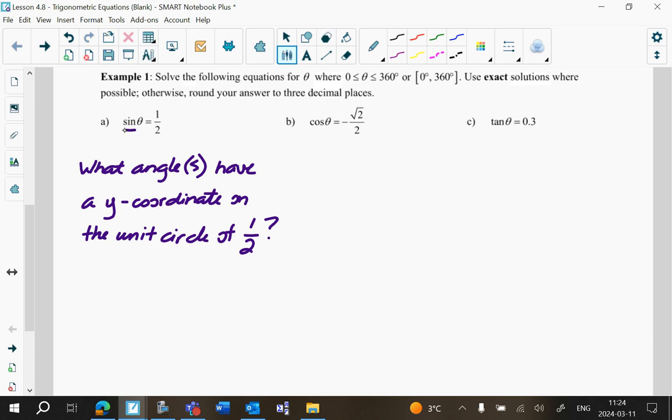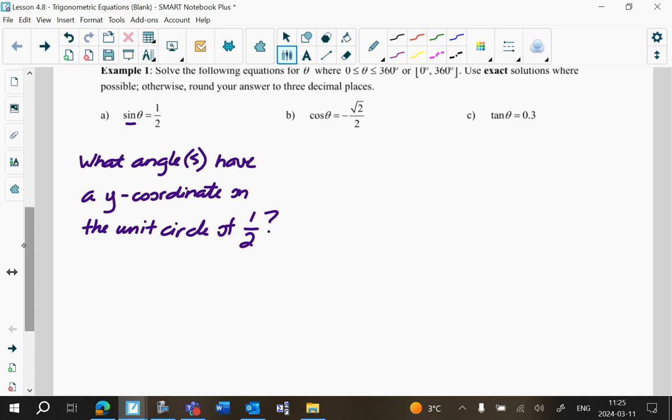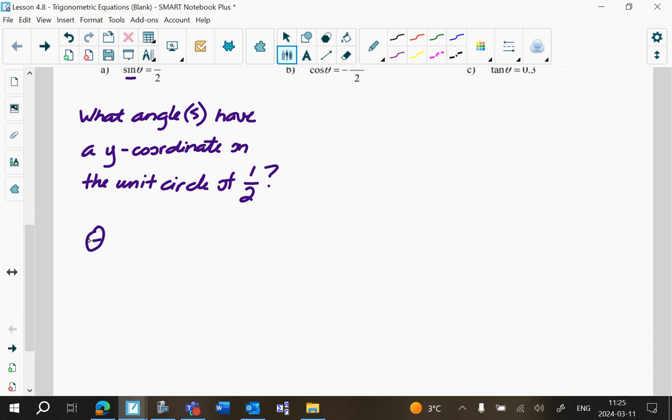30 degrees? Are there any others? Right. So last year, when we solved trig equations, we just did inverse trig and we used our calculator. And we're going to actually do that again. But there's a lot of times where we don't have to use our calculator now. We can use the unit circle.